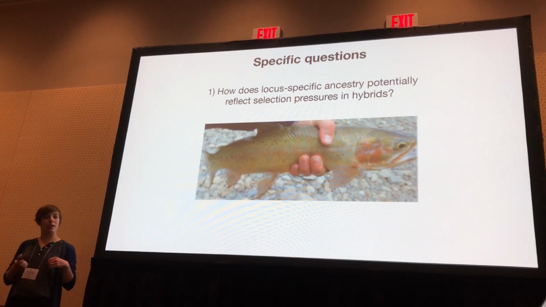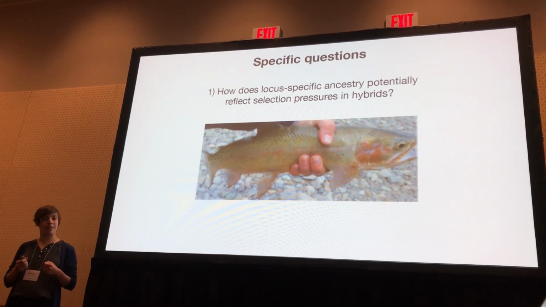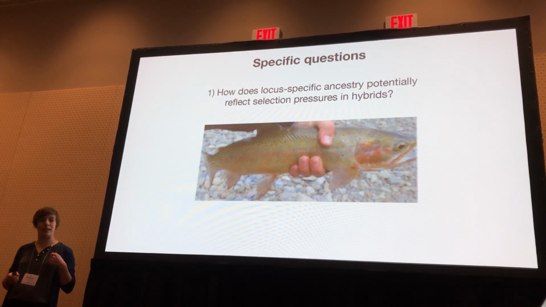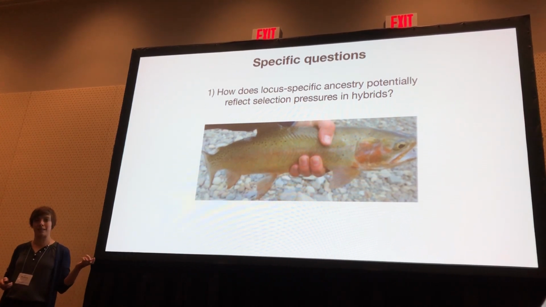So the questions I'm trying to address are how does hybridization shape locus-specific ancestry, and to what extent do we think that this is potentially related to selection pressures?